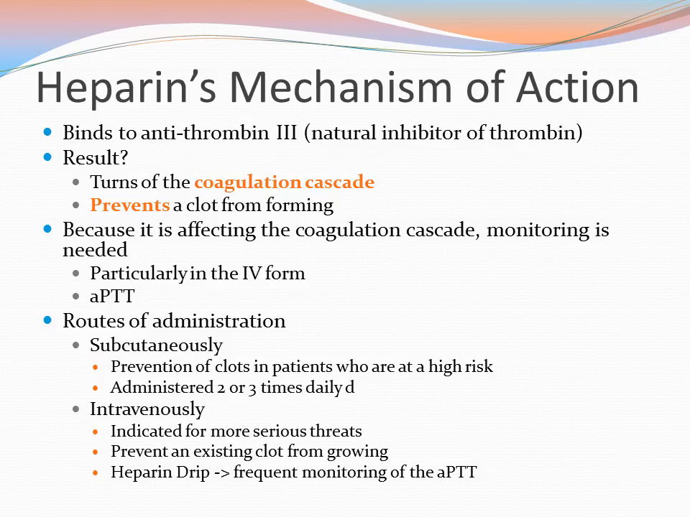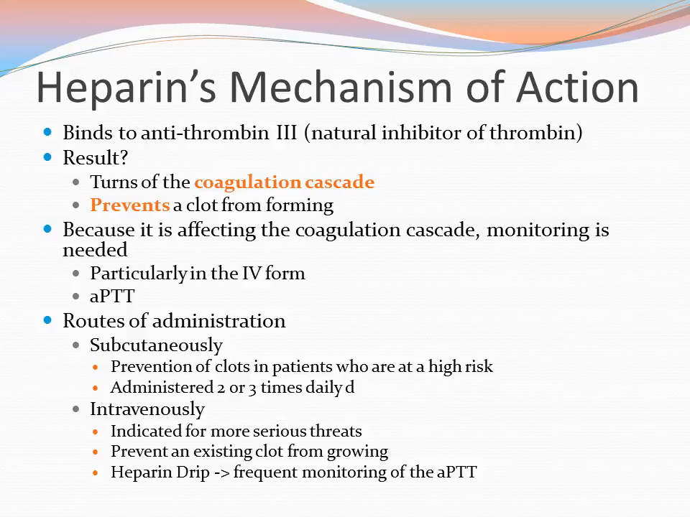So the first drug we're going to talk about is heparin, and how heparin works is it binds to antithrombin 3. Now, antithrombin 3 is your body's natural inhibitor of thrombin. So if you think antithrombin, it's just inhibiting thrombin. So it's kind of your body's way of helping keep the coagulation cascade in check and helping to stop blood clots, if that makes sense.